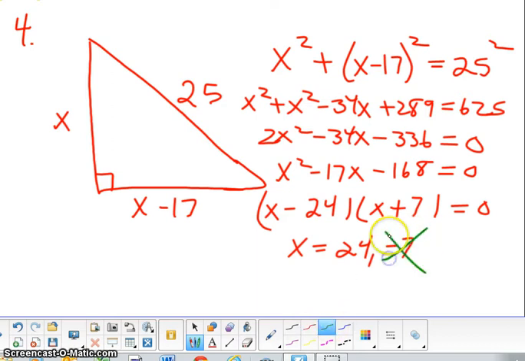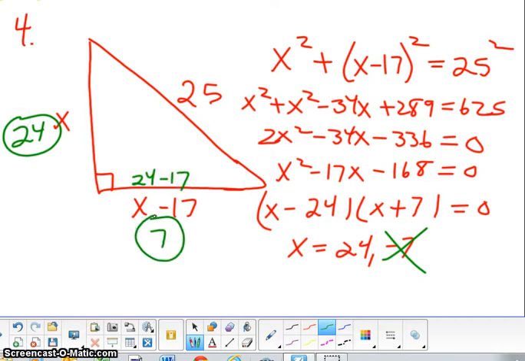Okay, so you can't have a negative distance, so that means x has got to be the 24, and if I plug that in, it's going to be 7 for the bottom part of that triangle.